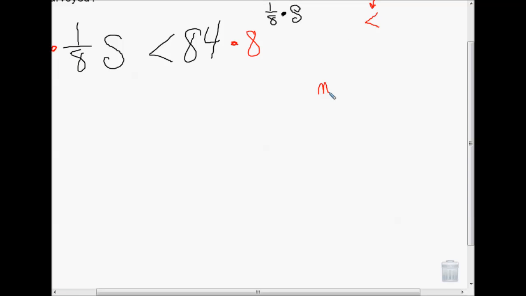Zoom. I think you did it with your hand. Put your hand. I didn't mean to.